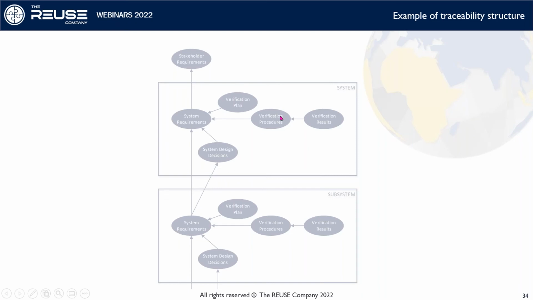You could typically try to illustrate the traceability something like this. You would perhaps have a system requirement based on stakeholder requirements. You would have subsystem requirements based on this. You would have design decisions on the way. You will have plans and procedures for verification and the results of the verification and so on. So this is a pretty good way of illustrating traceability.